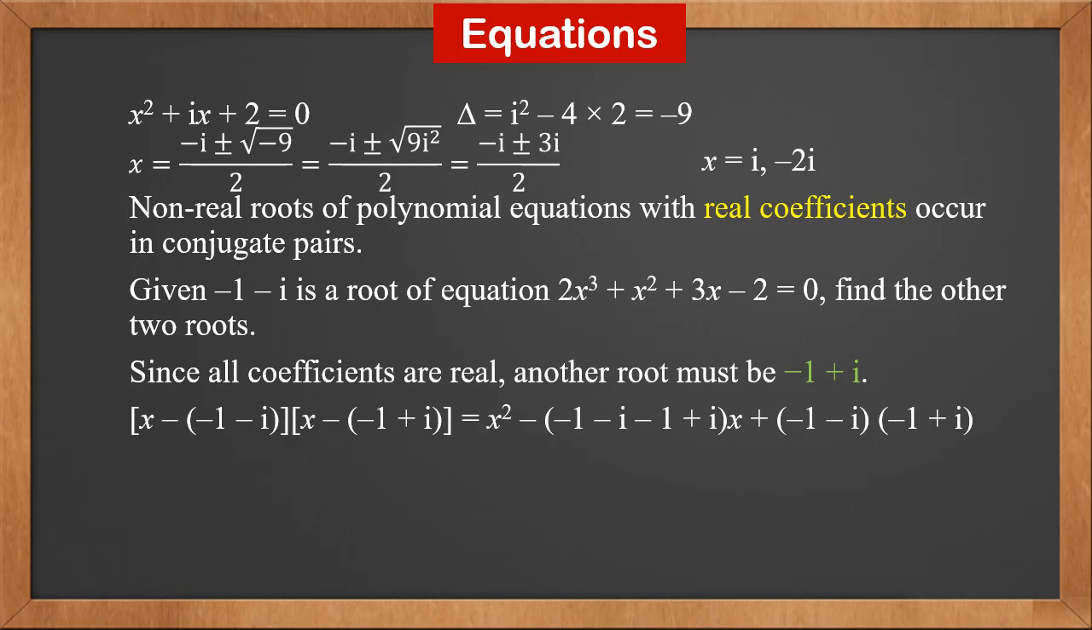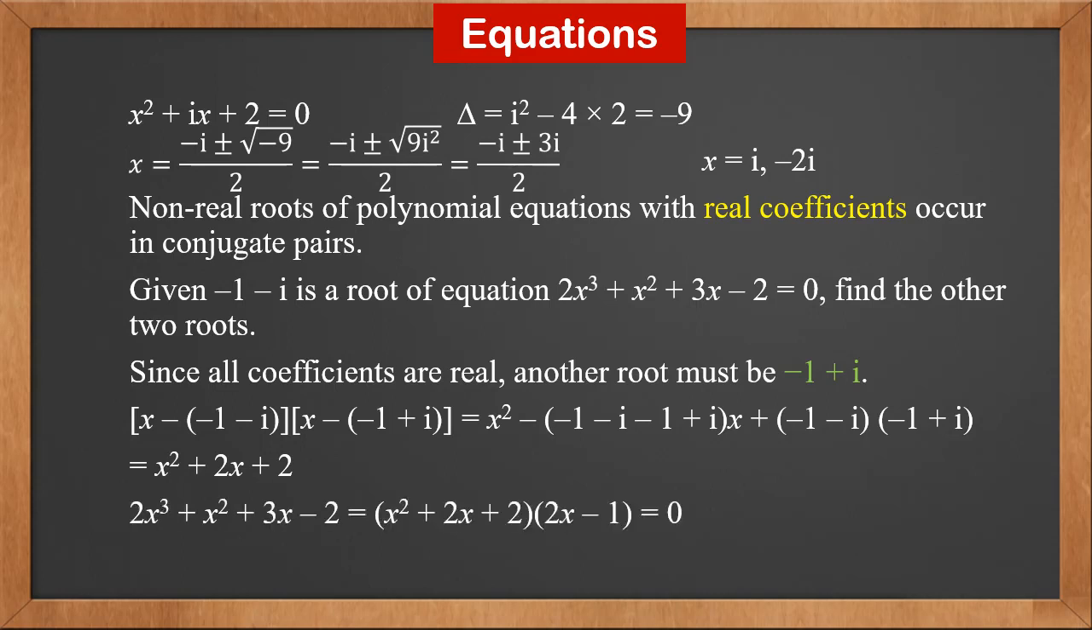We already know two roots. So the quadratic factor is (x minus (-1 minus i)) times (x minus (-1 plus i)). Open it up and it becomes x squared minus ((-1 minus i) plus (-1 plus i))x plus (-1 minus i) times (-1 plus i). This is x squared plus 2x plus 2. Divide the two polynomials, we get 2x cubed plus x squared plus 3x minus 2 is (x squared plus 2x plus 2) times (2x minus 1). This is 0. So the third root is a half.